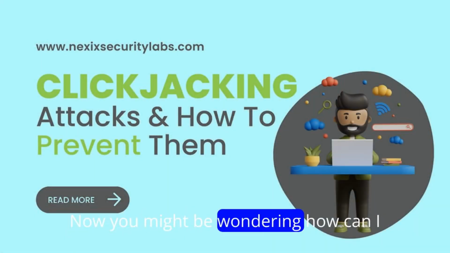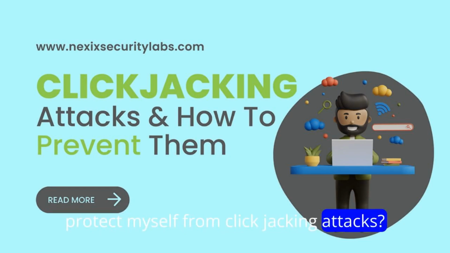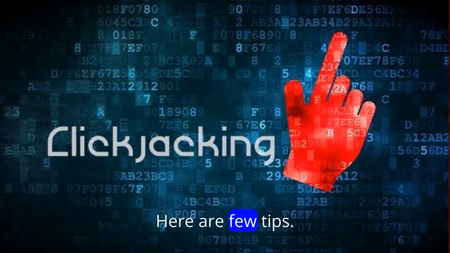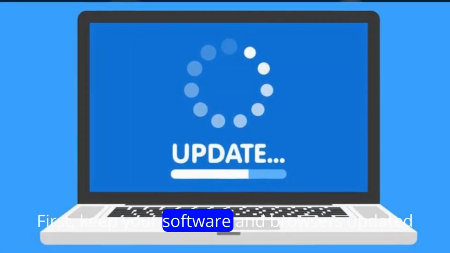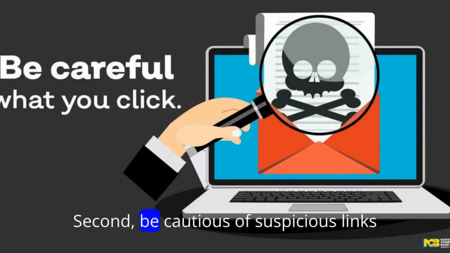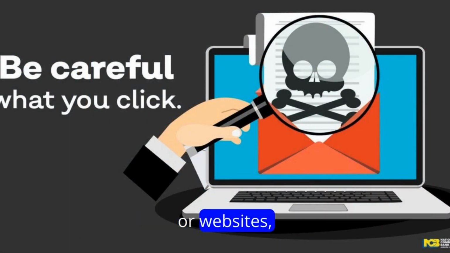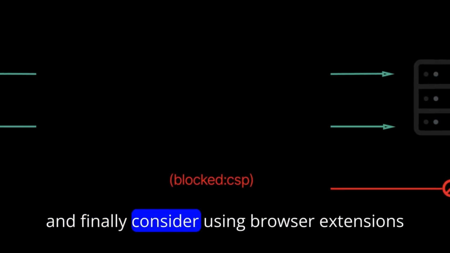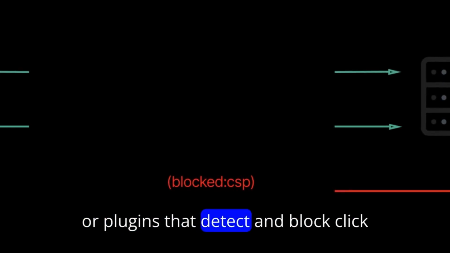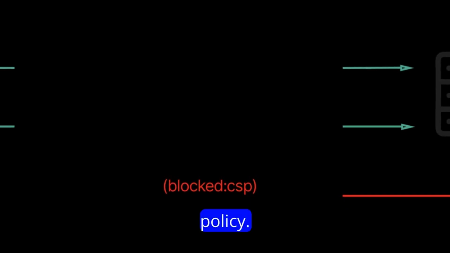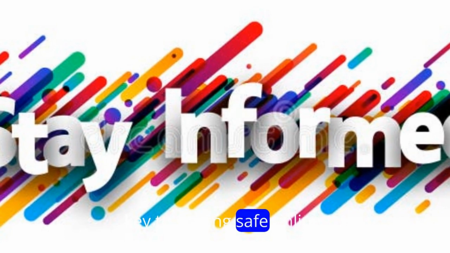Now, you might be wondering, how can I protect myself from clickjacking attacks? Fear not, because knowledge is power. Here are a few tips. First, keep your software and browsers updated to patch any vulnerabilities. Second, be cautious of suspicious links or websites, especially those with multiple iframes. And finally, consider using browser extensions or plugins that detect and block clickjacking attempts. Also use CSP, Content Security Policy. Remember, staying informed and vigilant is key to staying safe online.